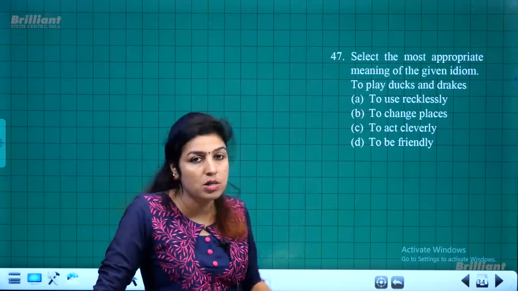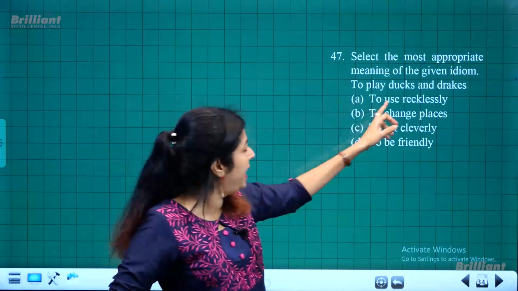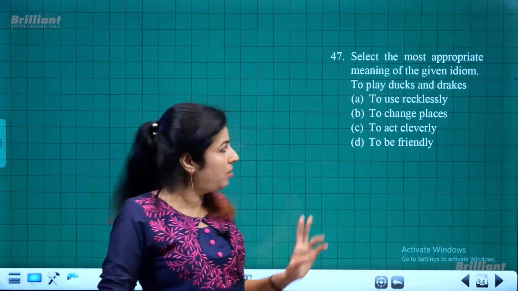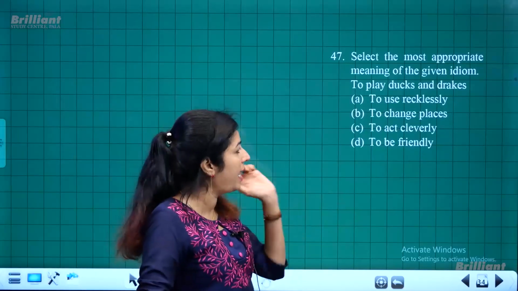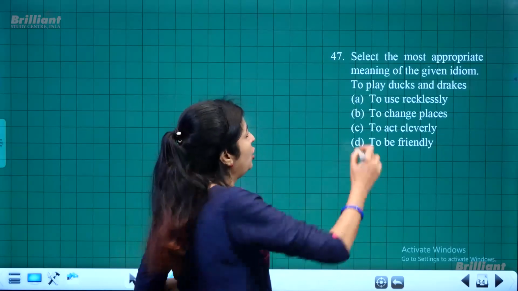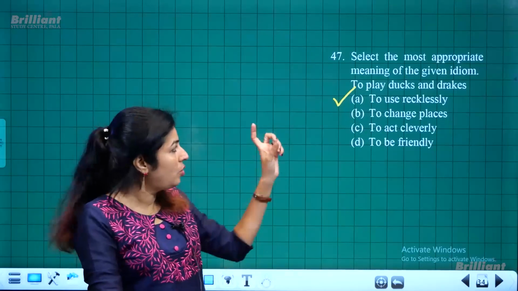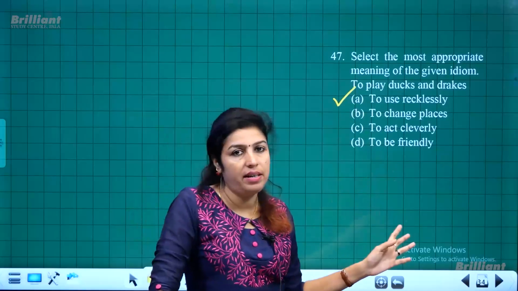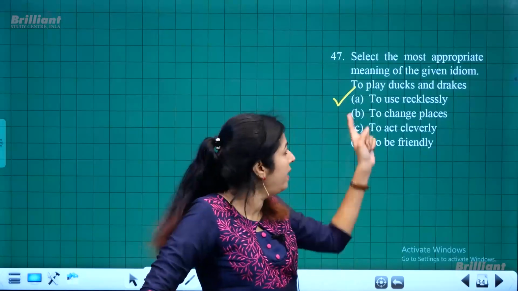Instead, separately also it could be given. Okay, that is where you have the trouble. To play ducks and drakes. To play ducks and drakes is not to change places or to act cleverly or to be friendly, but to use something very recklessly. Okay, to use something very recklessly, that is what you call to play ducks and drakes.